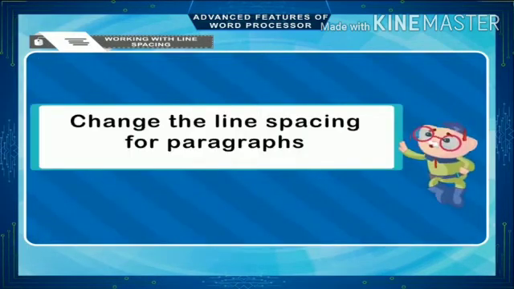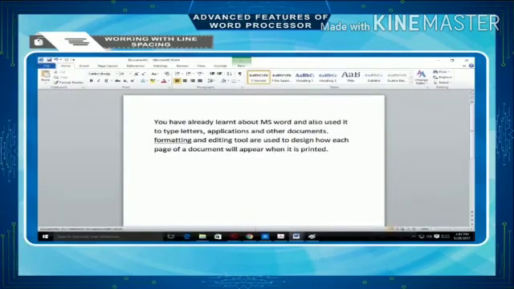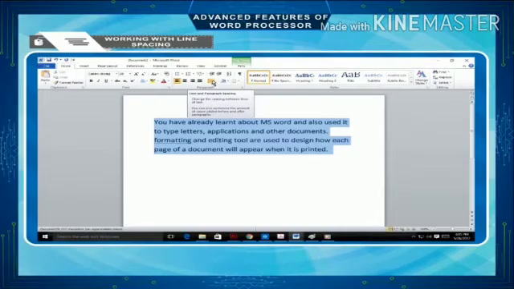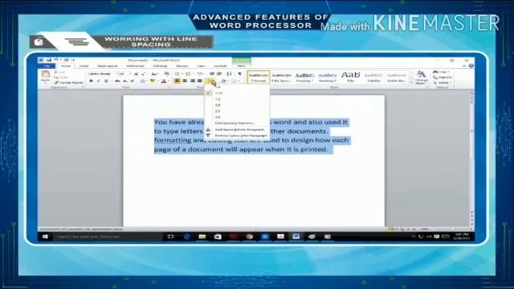Change the line spacing for paragraphs. Select the paragraphs for which you want to change the line spacing. On the Home tab in Paragraph group, click on Line and Paragraph Spacing. Click on Line Spacing options and select the option you want under Spacing.